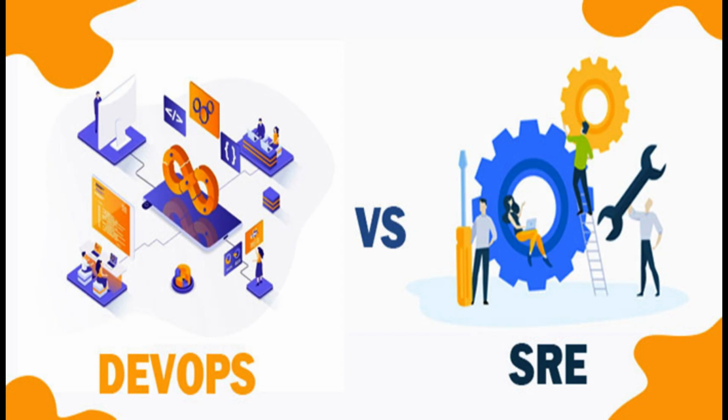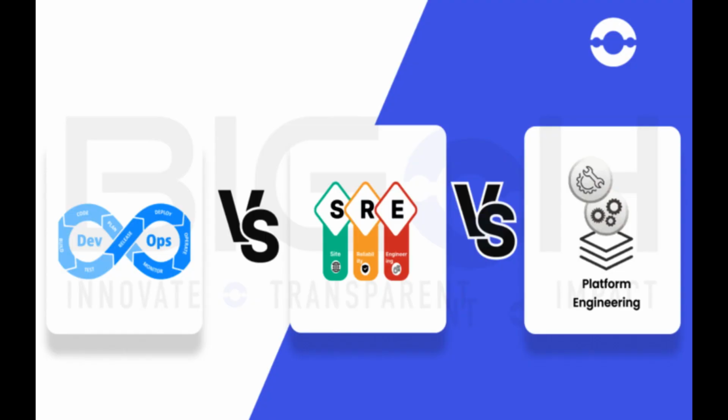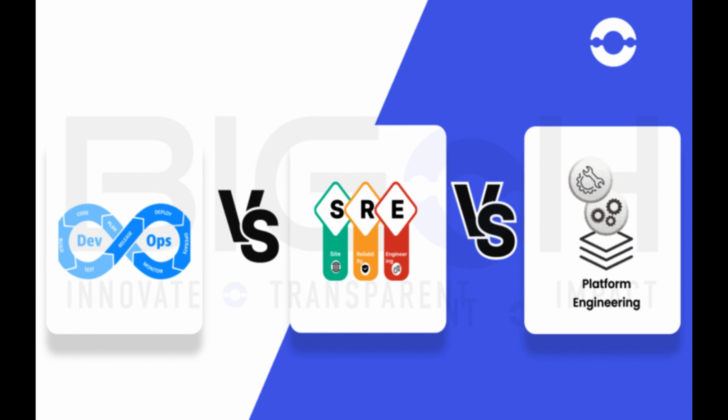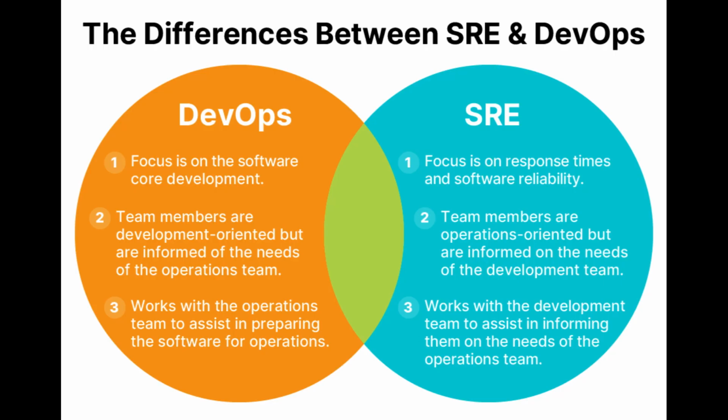Service level objectives, SLOs, and service level indicators, SLIs. SREs define and measure SLOs and SLIs to quantify system reliability and performance. Incident management. SREs are heavily involved in incident response and post-incident analysis to learn from failures and prevent recurrence.